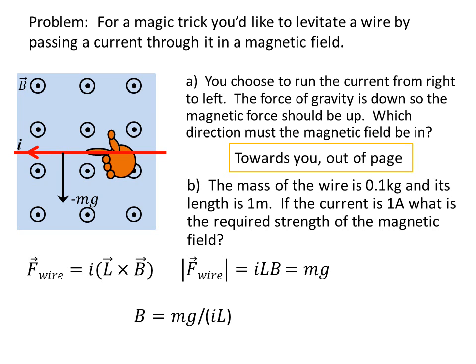Solving for B, we have that B is equal to mg divided by IL. And plugging in the values, we have for the mass 1/10 of a kilogram times the acceleration due to gravity, 9.8 meters per second squared, divided by the current, 1 amp, divided by the length of the wire, 1 meter, and we get a value for the B field that is equal to 0.98 Tesla.